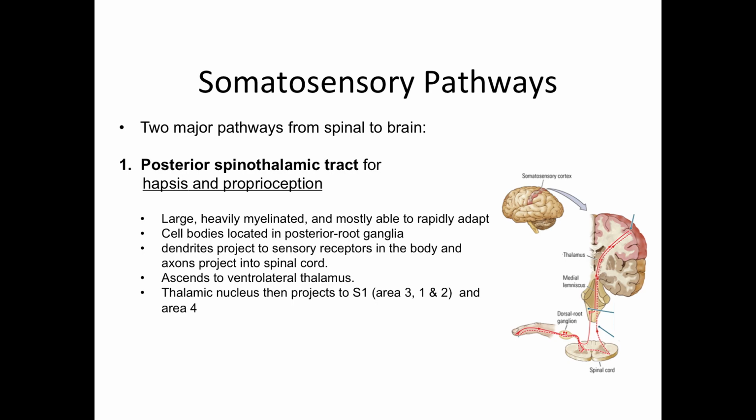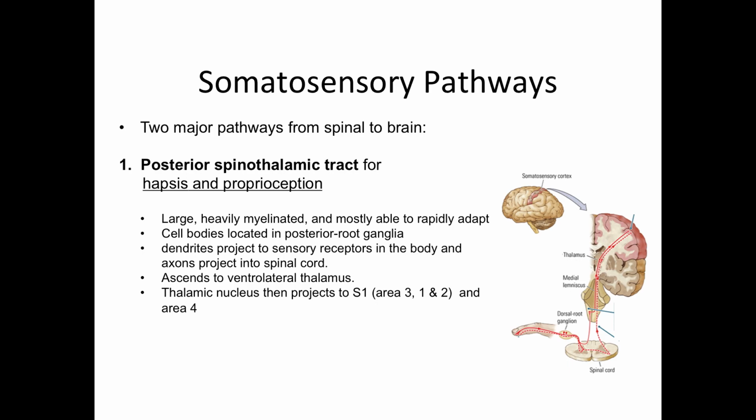So the cell bodies in these nuclei send their axons through the spinal cord to form the medial lemniscus, as you can see right here. And then it ascends to synapse in the ventrolateral thalamus. So it goes all the way up to the thalamus. Then this thalamic nucleus will send projections into the primary somatosensory cortex, or S1, and it also sends them to area 4.